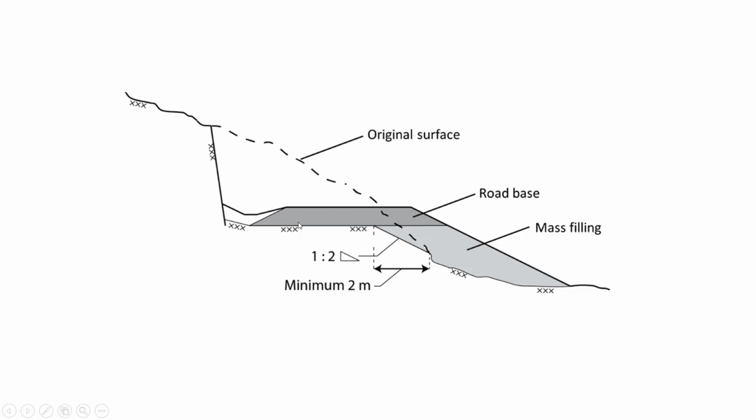Then we will first of all fill the area by the mass filling, as shown. This area will be filled first. Then the excavation of this much area will be done, and the subsequent layers such as subgrade, GSB, WMM, DBM, BC will be done.